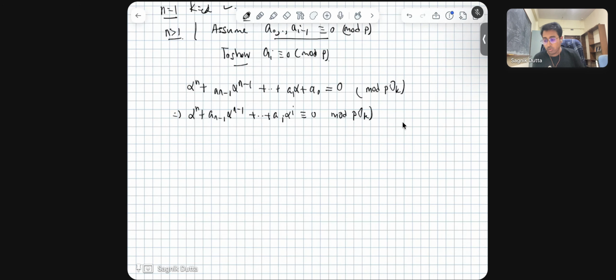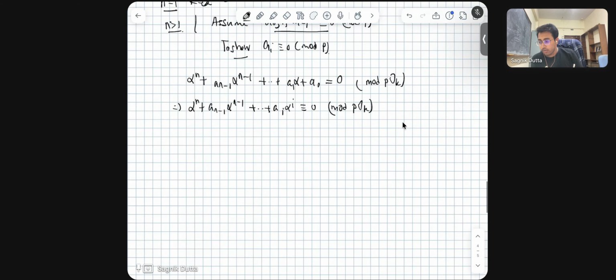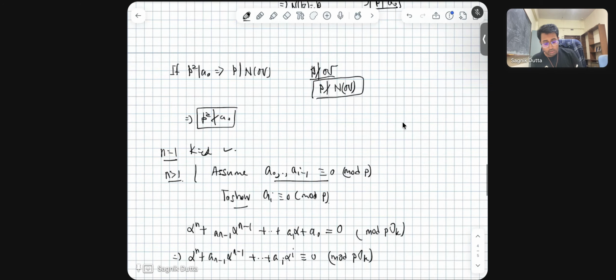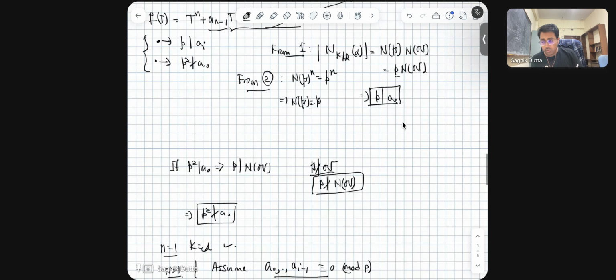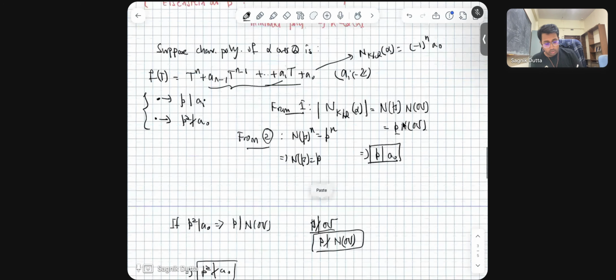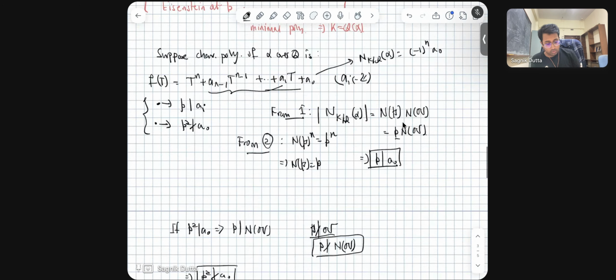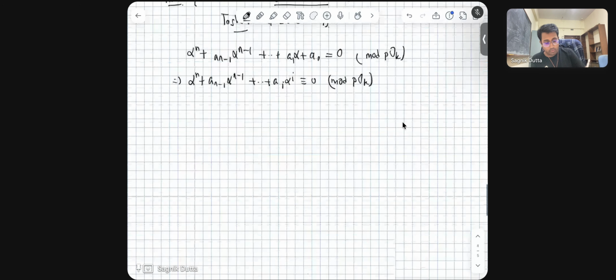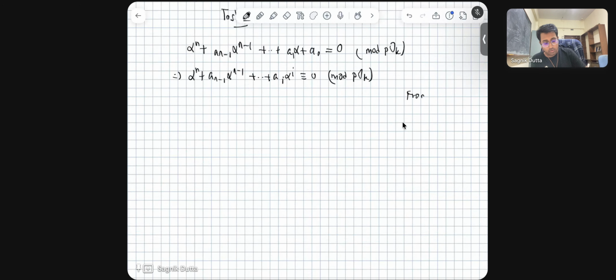So it will look like this, and then, okay, now you already have alpha is p times q, right? That was somewhere, right, that was equation 1. So from 1, alpha is p times q.